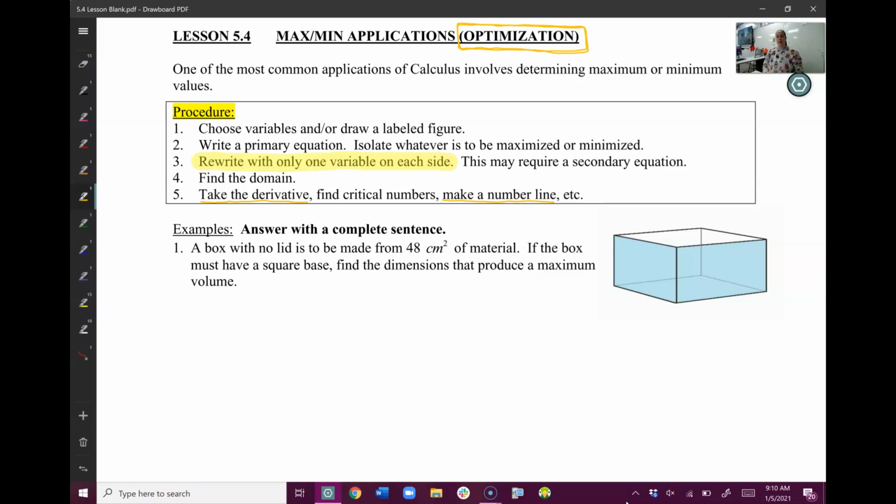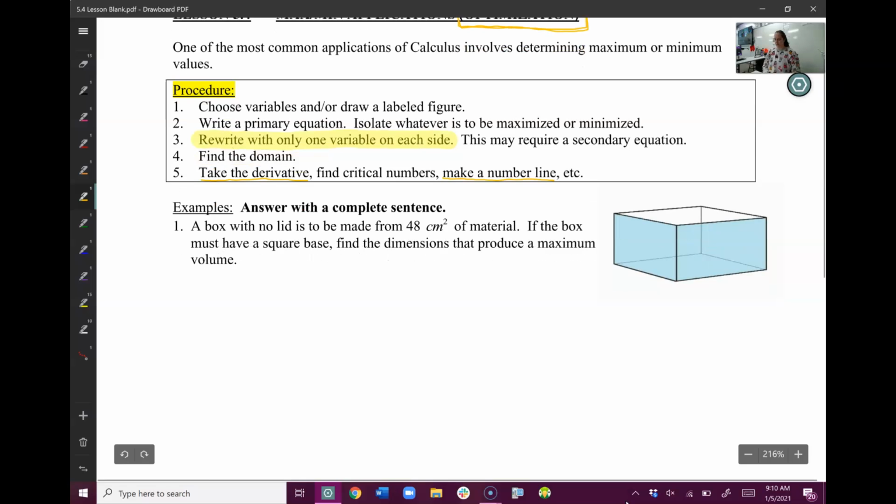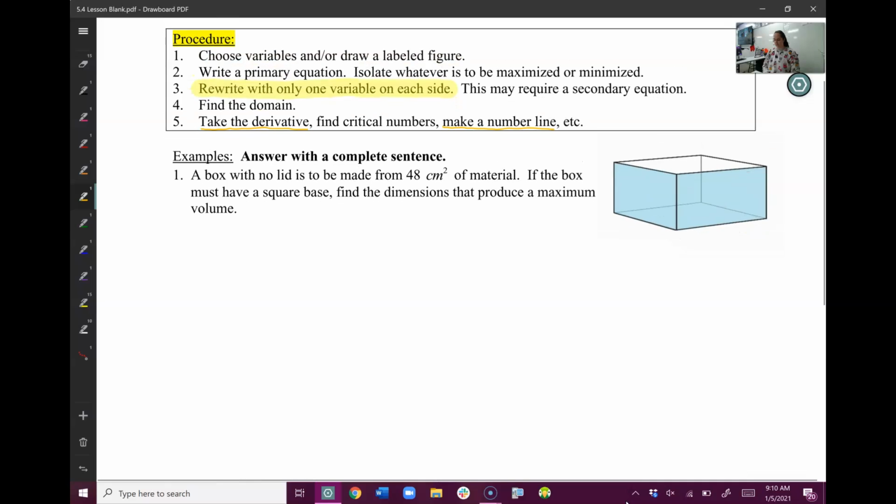Now, an important thing to know about these kinds of problems is you need to really understand the concept behind the problem, because there are a lot of different kinds of optimization problems. So you can't just memorize the steps for all of them. You have to really understand the concept and apply logic to it. So that's something we're going to focus on in these examples. So let's start with this first example.